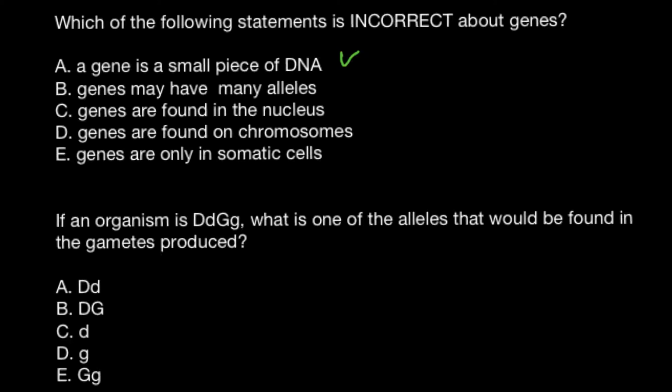Answer B, genes may have many alleles, and this is also a correct statement because we call alleles just different versions of the gene, and we may have different versions of the gene due to mutations. Even if it is a point mutation, when one nucleotide is changed, we still call this an allele. Answer C, genes are found in the nucleus. We can consider this also as a true statement.